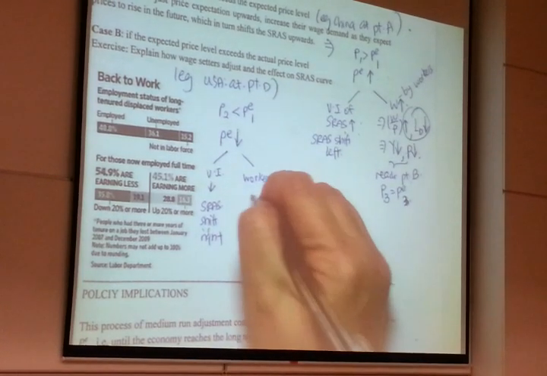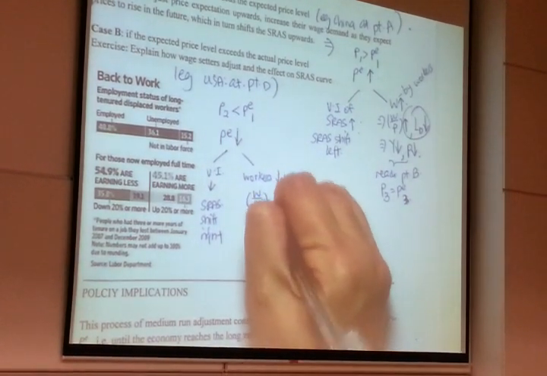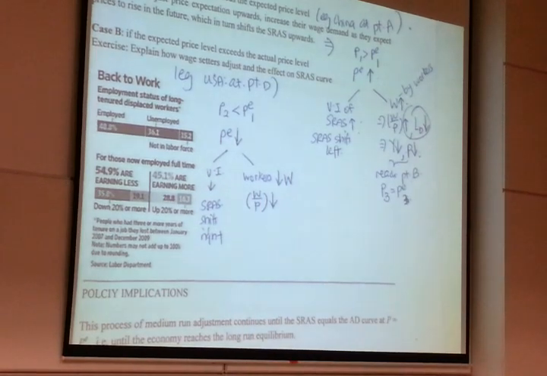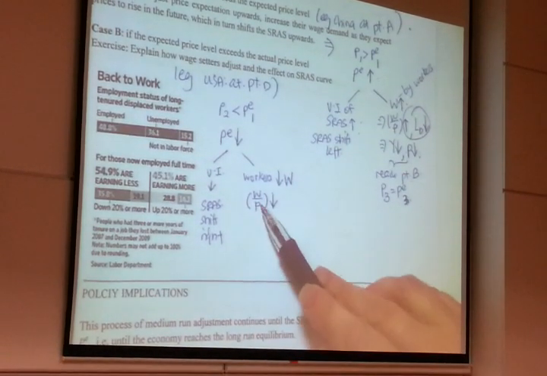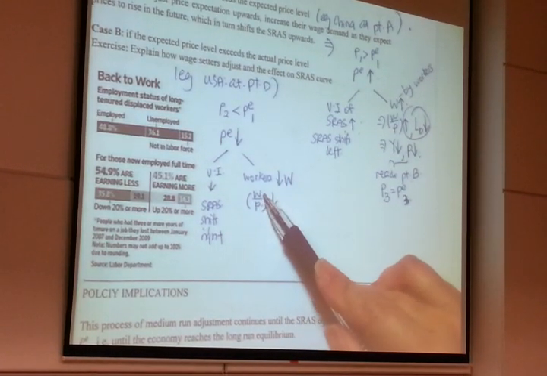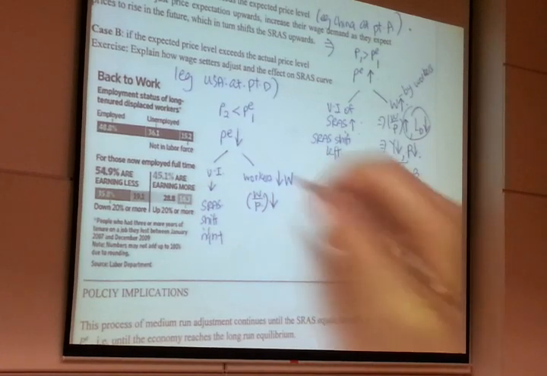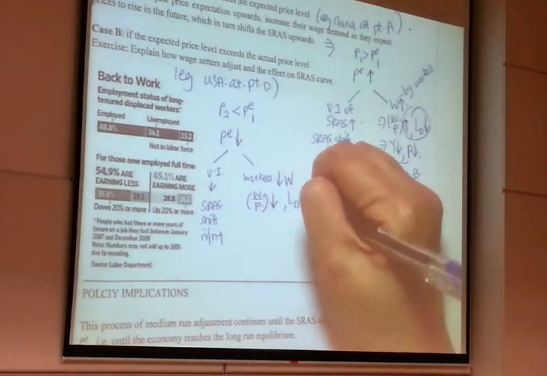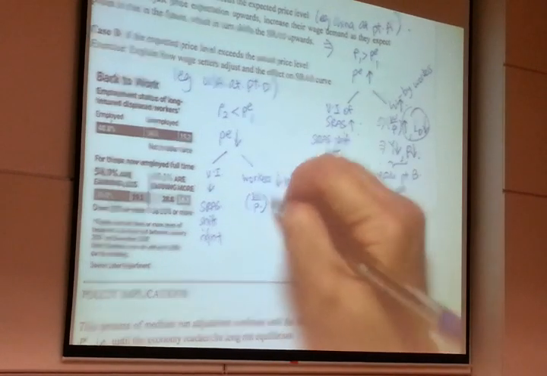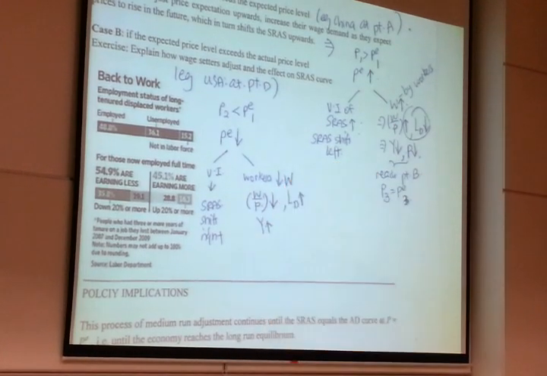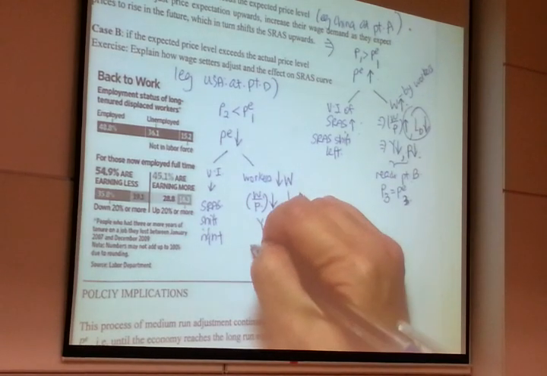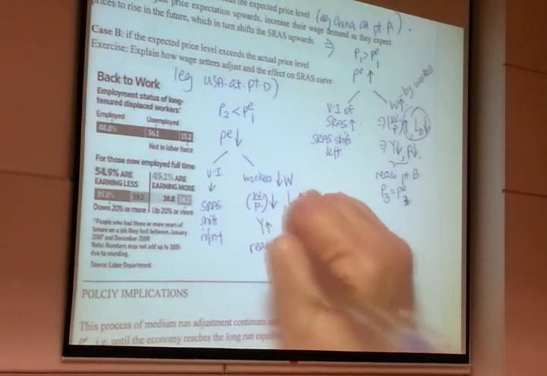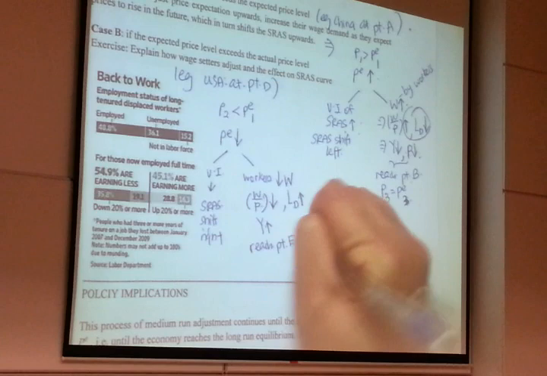Okay, prices haven't changed, so W over P will go down. Right, prices stay as they are, but wages have a downward pressure. So to the firms, real wage goes down, labor demand will go up, output will increase. Okay, and eventually, like what we mentioned, you will reach point P.